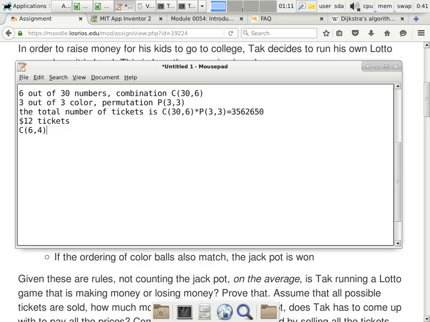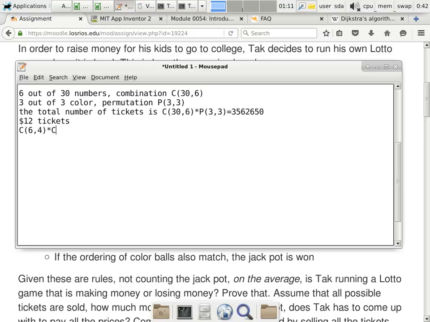And the ordering is not important. That's why this is not a P, where the ordering is important. This is a C, where the ordering is not important. Is that okay? All right. But then that only accounts for the winning numbers. So now we have to look at the non-winning numbers. The non-winning numbers is also a combination because as far as the numbers are concerned, ordering is not important.